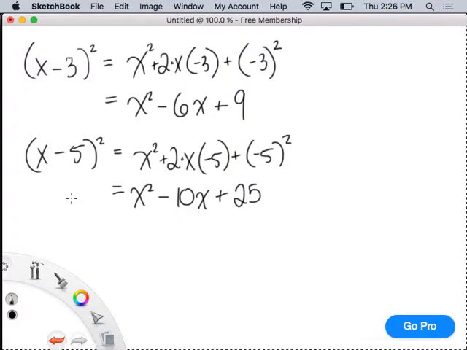So the next one is negative x minus 4 squared. Go ahead and do that one. Negative x minus 4 squared.